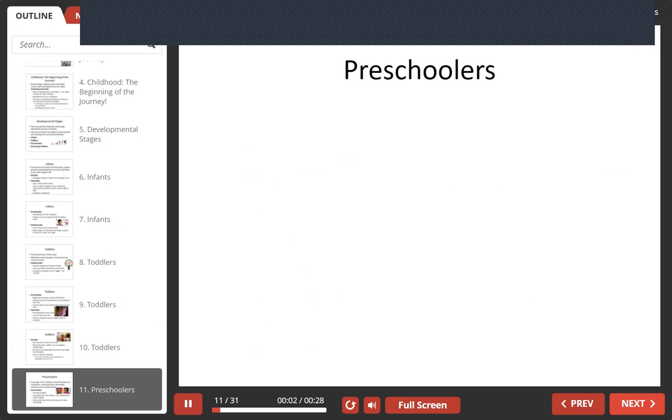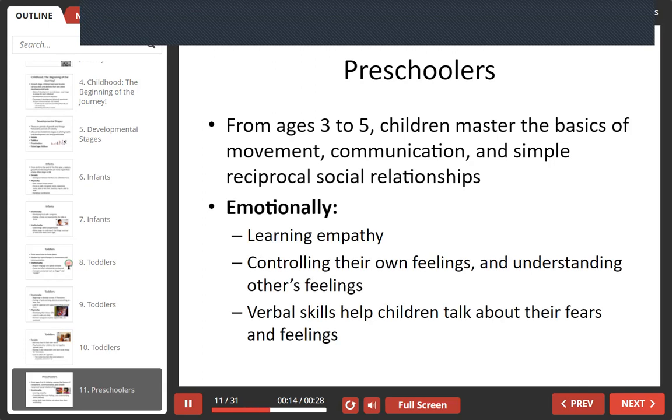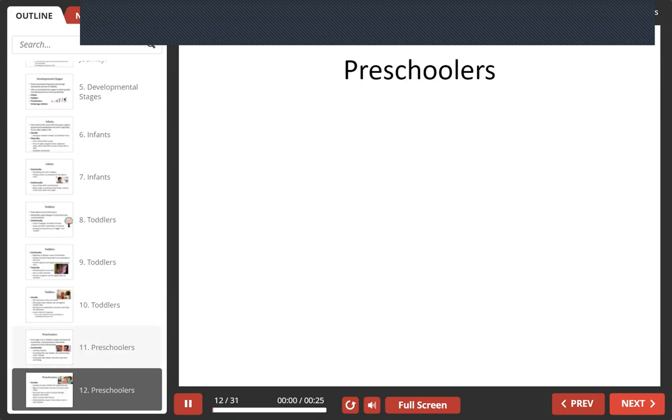Now we're going to be looking at preschoolers. From ages 3 to 5, children master the basics of movement, communication, and simple reciprocal social relationships. Emotionally, preschoolers begin to learn empathy. They control their own feelings and understand others' feelings. And verbal skills help children talk about their fears and feelings in a mature way.